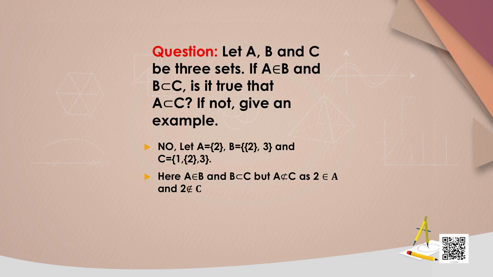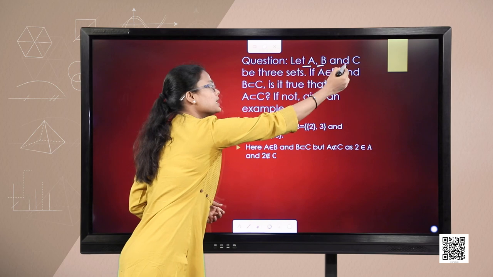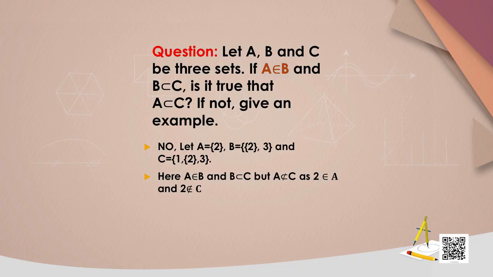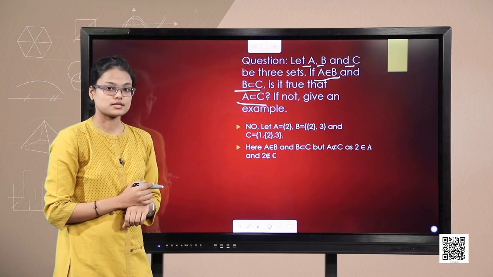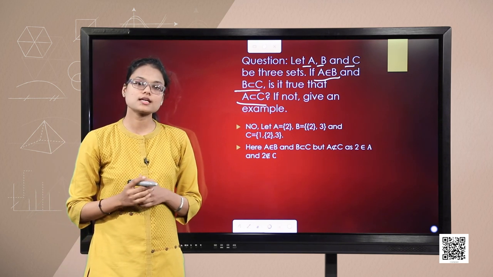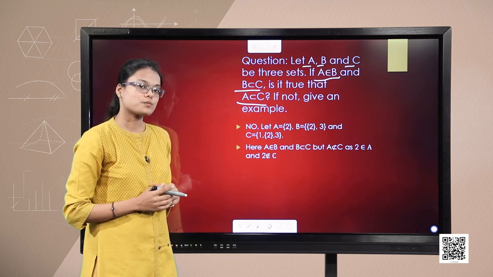Let us take one question on it. You can see this question. What does this question state? We have three sets A, B, and C, where A is a member of B. Notice the word member. Also, B is a subset of C. So, we have to state whether A is a subset of C or not. Yes, you may see that it is not true. So, let us take an example and see why it is not true.